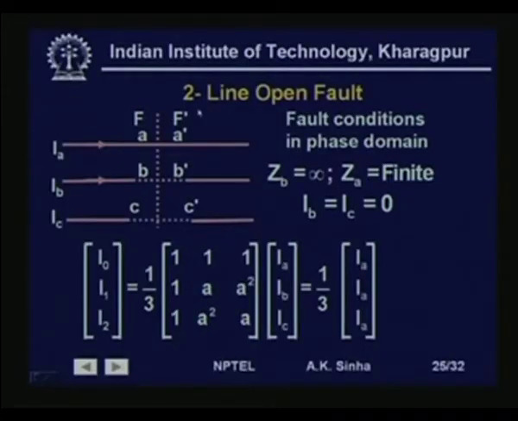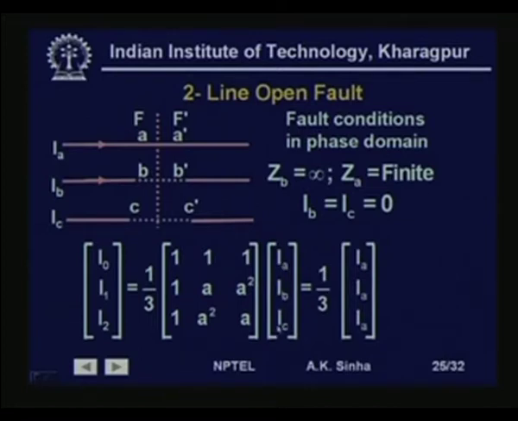Now, for a two line open fault, that is phase B and C are open, this can be simulated by putting Zb equal to infinite and Za as finite. That means Ib and Ic in this case is equal to 0. Now, if that is the situation, then we can write I0, I1, I2 is equal to 1 by 3 into the transformation matrix that we have, A inverse, and this is Ia, Ib and Ic.